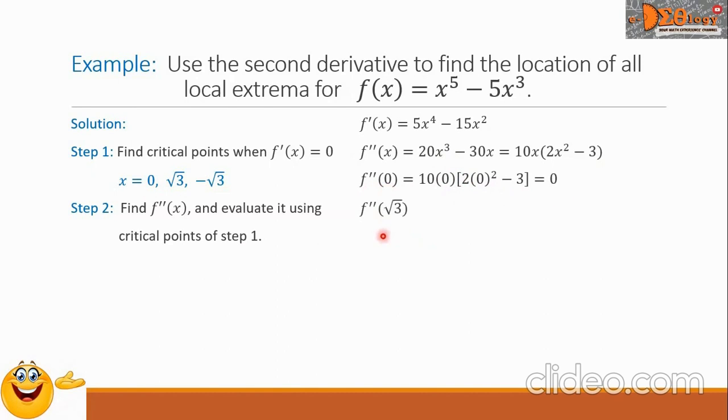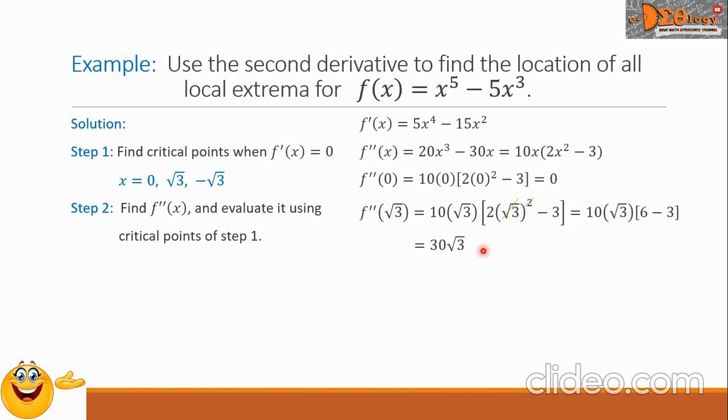Next, let us evaluate f double prime of the square root of 3. We can simplify the radical and the power 2. So the number 3 comes out as positive 3 to be multiplied by 2. So we have 6 minus 3. The difference will be 3, and that 3 will be multiplied by 10. So f double prime of square root of 3 is equal to 30 square root of 3.